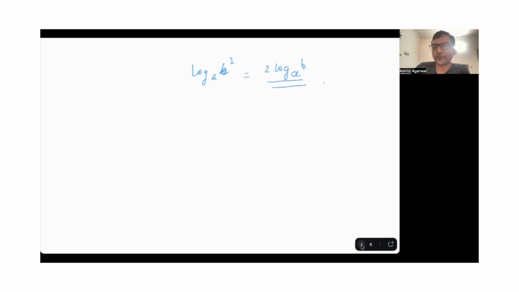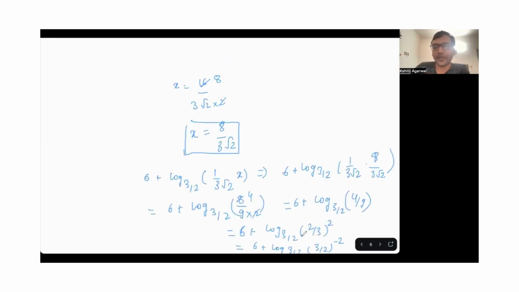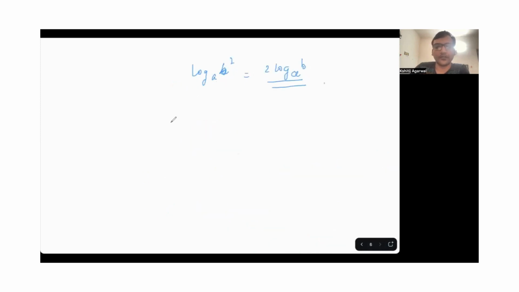So I have this minus 2 coming outside and it will become 6 minus 2 log of 3 by 2, 3 by 2. Now I know that this is 1. So this will become 6 minus 2, which is 4, which is our answer. So that's it. We solved it.